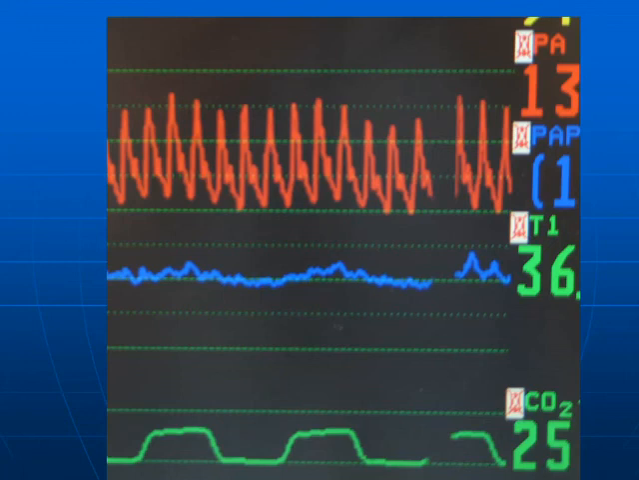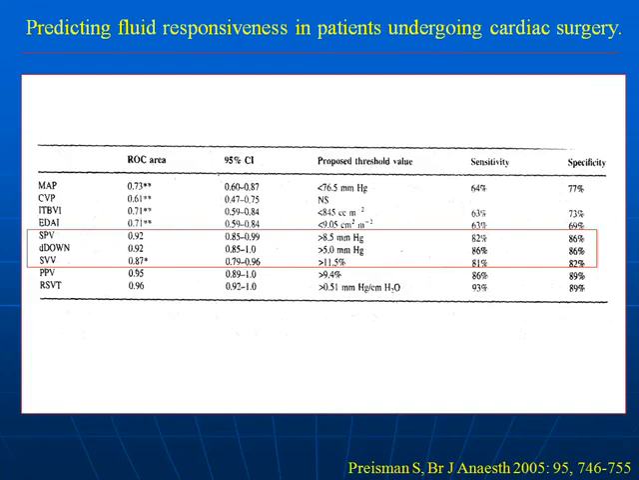CVP pressure, temperature, CO2, and expired CO2, and of course arterial pressure. This is some of the literature in the Journal of Anesthesia that shows predicting fluid responsiveness during cardiac surgery, and you can see that delta down is a very, very specific indicator. It's one of the most specific indicators, compared to mean arterial pressure or central venous pressure, which is not a very good argument. Also, it can calculate for you the systolic volume and the diastolic volume.